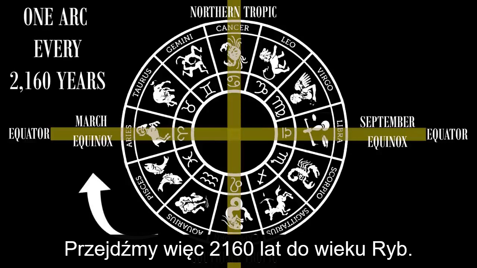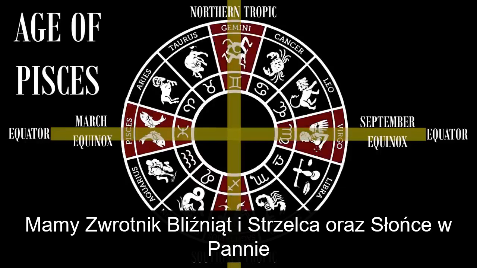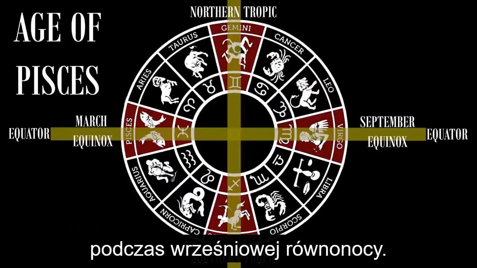So let's jump 2,160 years to the age of Pisces. The sun is, of course, in Pisces during the March equinox. We have the Tropic of Gemini and Sagittarius, and the sun in Virgo during the September equinox.